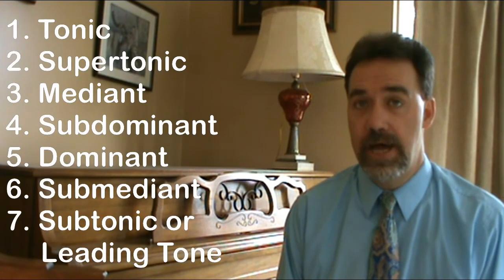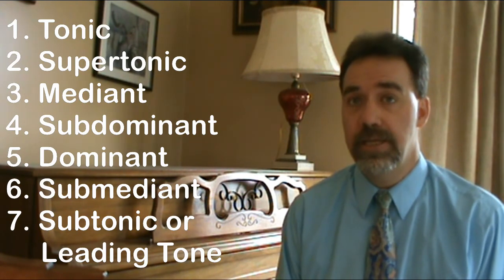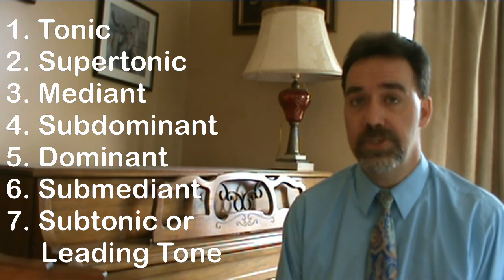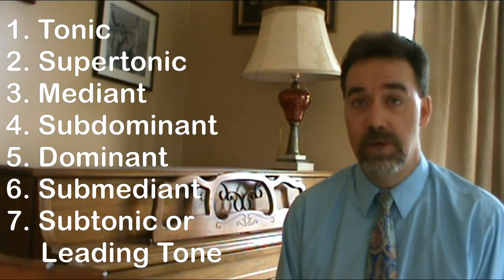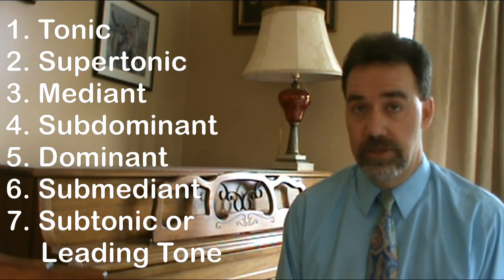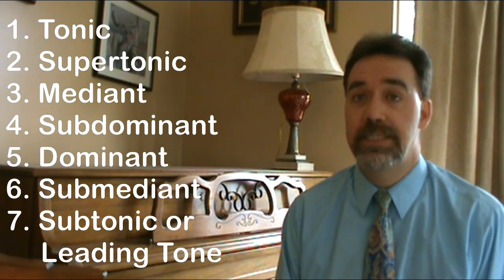We also learned the names of the various scale degrees. The first scale degree is called the tonic, the second scale degree is called the supertonic, the third scale degree is called the mediant, the fourth scale degree is the subdominant, the fifth scale degree is the dominant, the sixth scale degree, whether raised or lowered, is the submediant, the 7th scale degree, when lowered, is the subtonic, and when raised, is the leading tone.